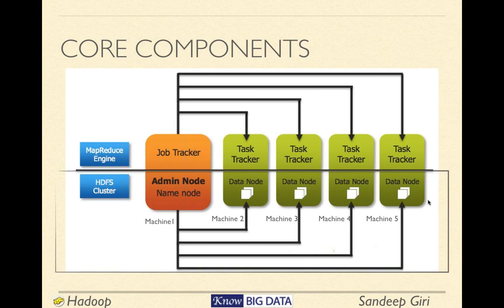Is the backup file on HDFS again or on the local machine? So the backup file, as I told you, means that each block is backed up multiple times. So it's another data node.